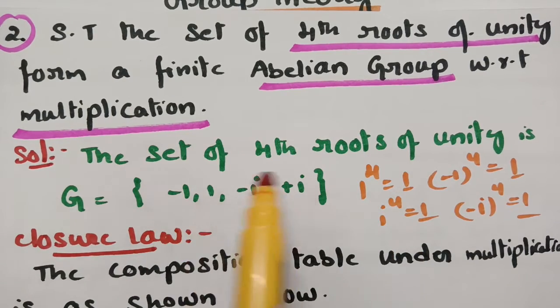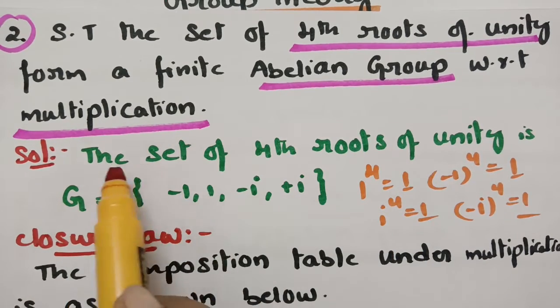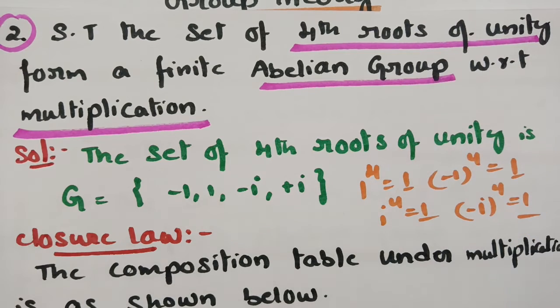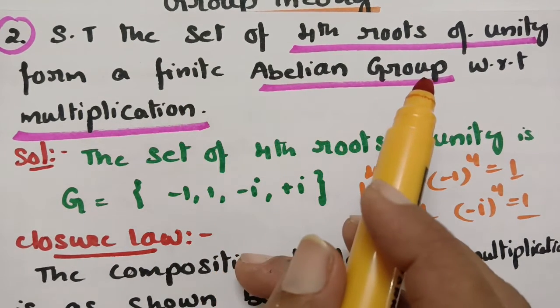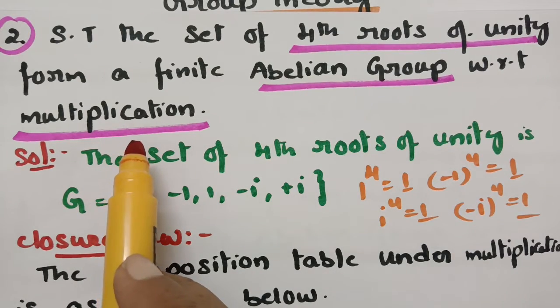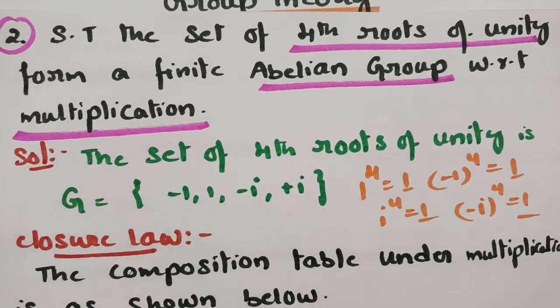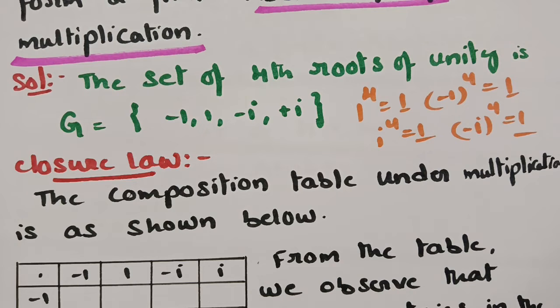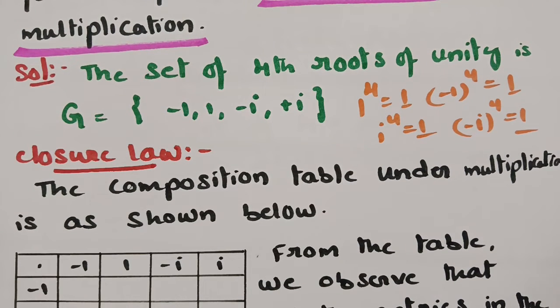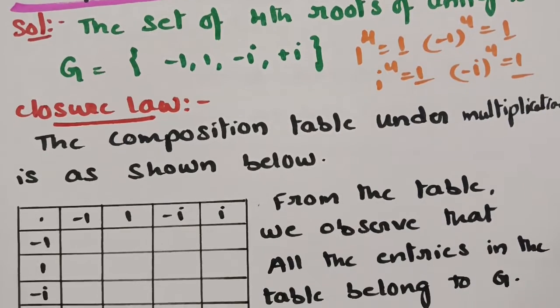And I have chosen all the elements in a group G, and this will be the set of the fourth roots of unity. So this is the set. We have to show this set is a finite abelian group with respect to the binary operation of multiplication. In order to show it's an abelian group, we have to show it satisfies closure, associativity, identity, inverse, and commutative law. The first thing here is the closure law.